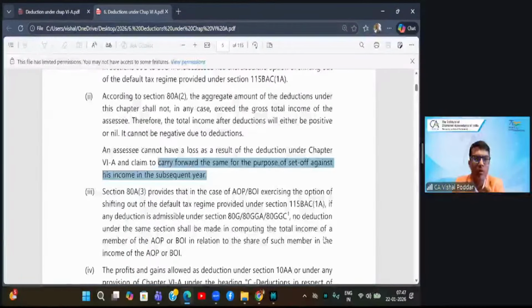So now in my modified example, your taxable income will be 2 lakhs and you have balance 4 lakhs of deduction, because out of 20 lakhs eligible deduction, you could subtract only 16 lakhs. 4 lakh balance will lapse. You cannot carry forward. Students, I hope you all understood this point.